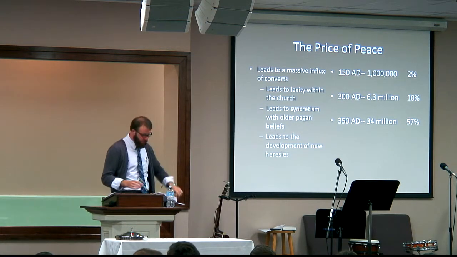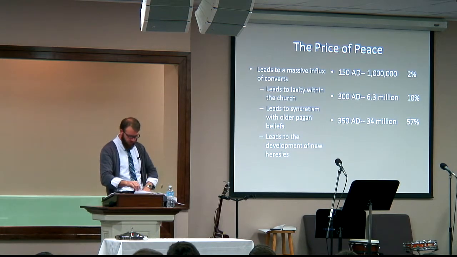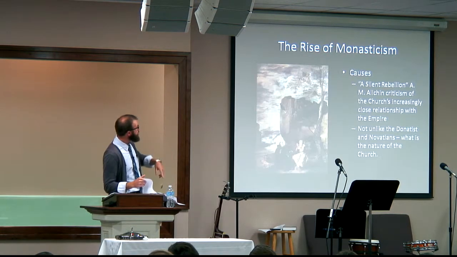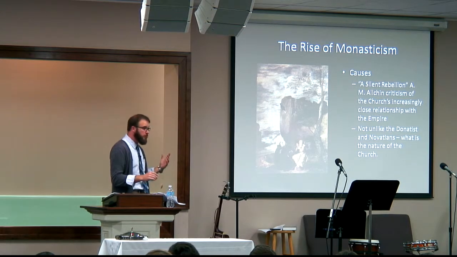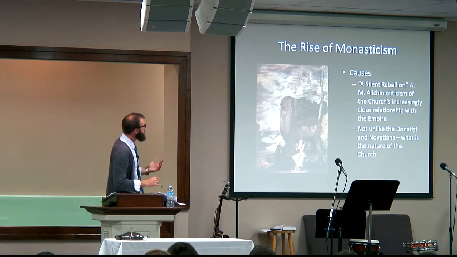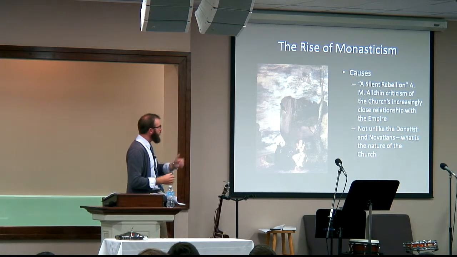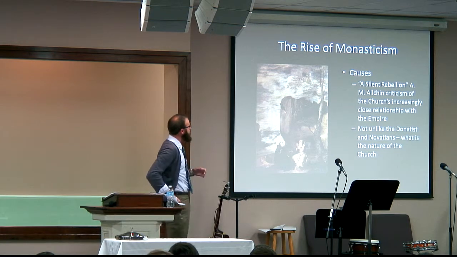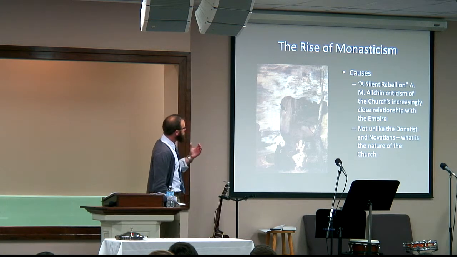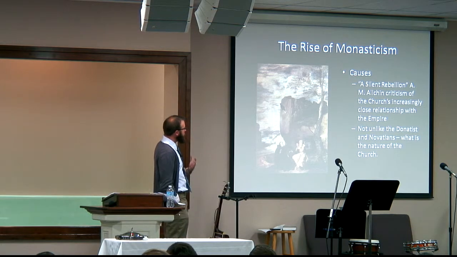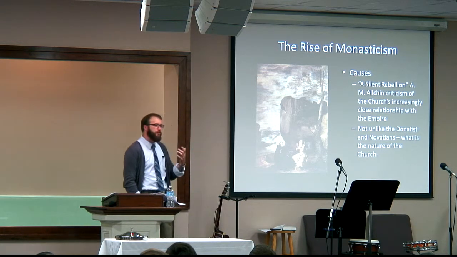This is going to lead to a new movement, which I'm not going to have a lot of time for, so we're just going to run through this really quickly: monasticism develops out of this. And this is really a silent rebellion, is what A. Alson, an Anglican writer, calls it. A silent rebellion against the increasingly close relationship of the church with the empire.